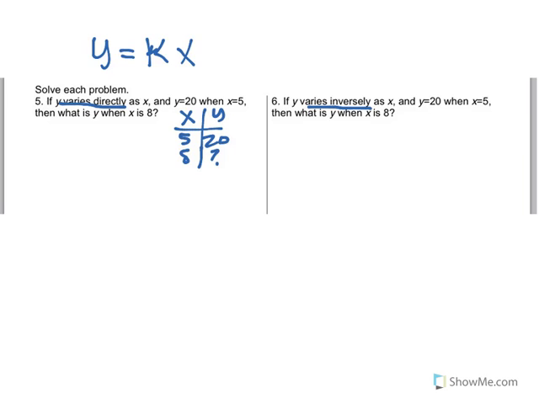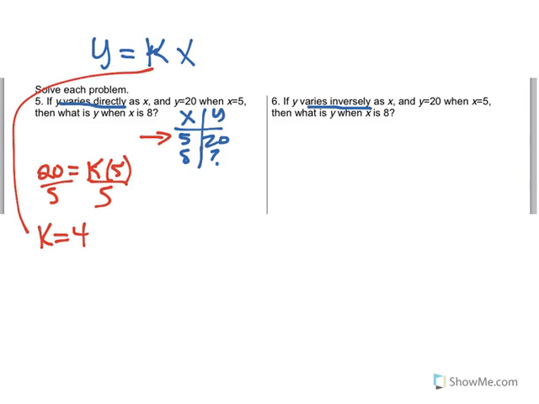So I'm going to plug in 5 and 20 to find k. So I have 20 equals k times 5. To get k by itself, I divide by 5, and I get k equals 4. So now we know what k is.